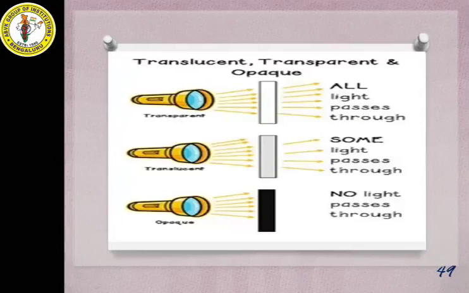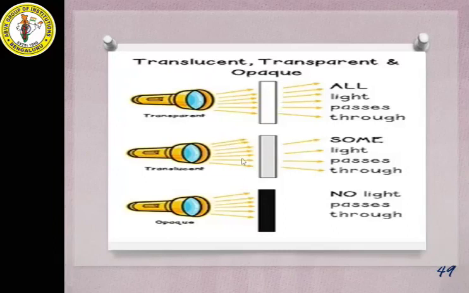Next, I have explained light passing through materials, correct? So there are transparent materials, translucent materials, and opaque materials. Now let us allow the light to pass through them. Whatever rays come from this side, all the rays pass through to the other side also. Those materials that allow this are called transparent materials.